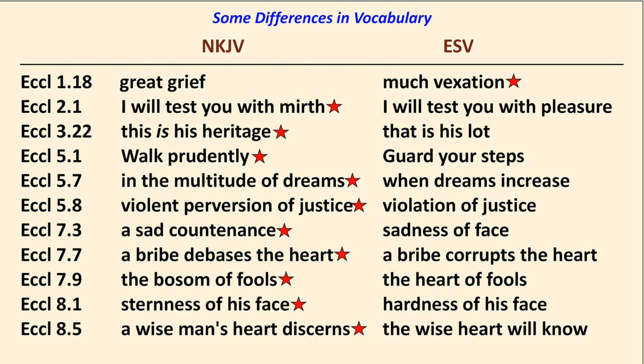I skimmed through Ecclesiastes and Hebrews in the 2 translations, comparing the vocabulary and the forms of expression used. In the next few charts, I placed a star beside what I think is the more difficult wording. Vexation is more difficult than grief, but in every other instance on this chart, the NKJV seems more difficult. Certainly countenance is harder than face.